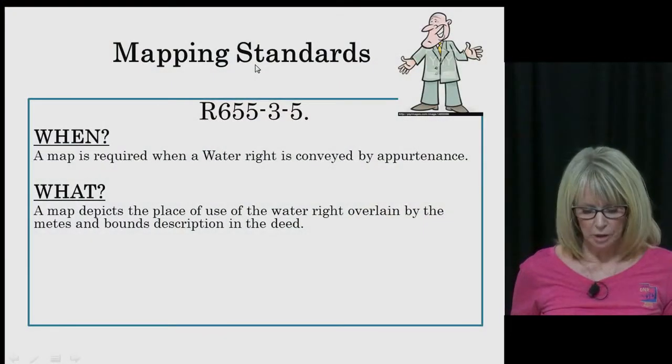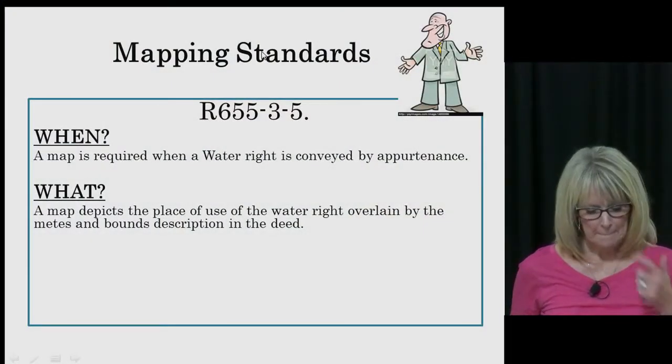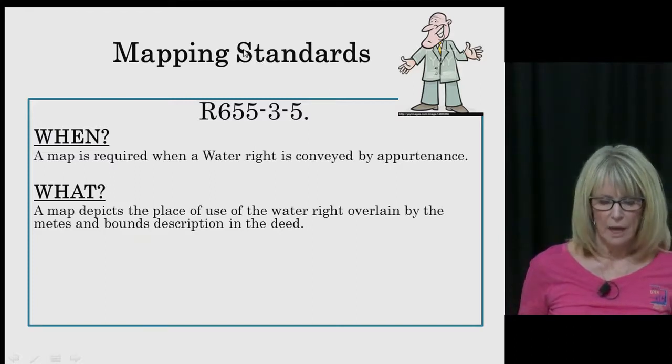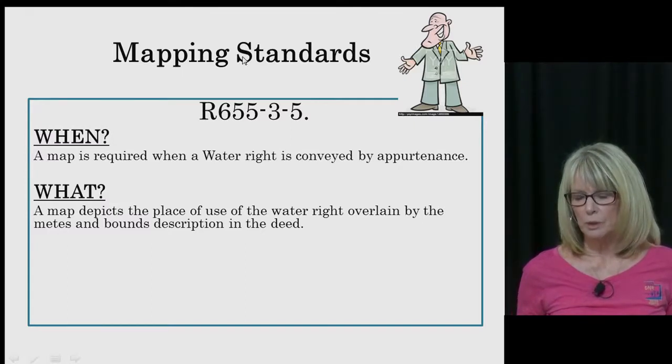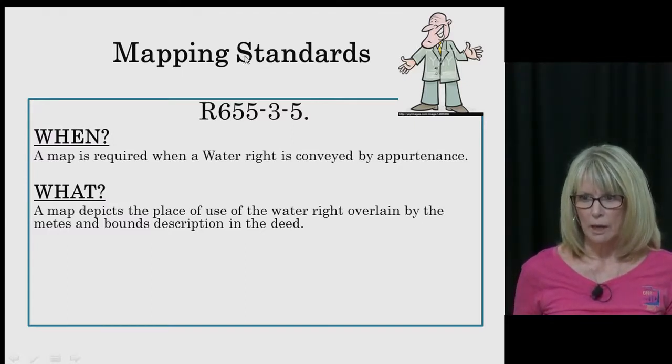So now that Dana has talked about appurtenance, the Division of Water Rights requires that if you're going to be updating your ownership by appurtenance, then you are to submit maps. So if the deed does not specifically identify the water right, then maps are required to establish that appurtenance of that water right. They're important because they identify the parcel that's described in the deed in relation to the place of use of that water right.